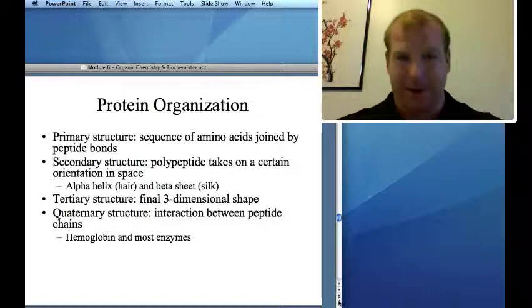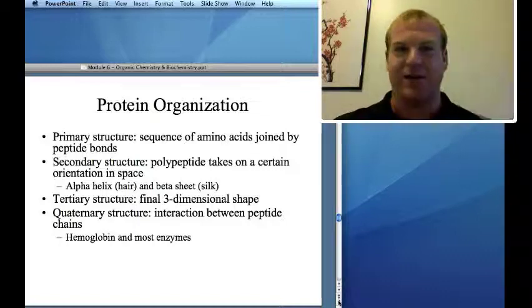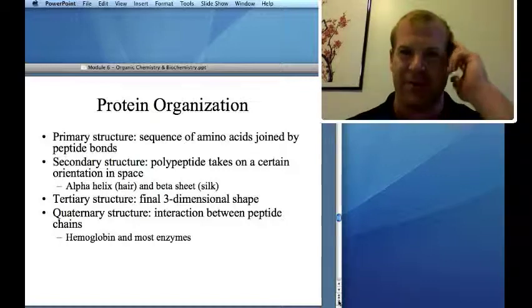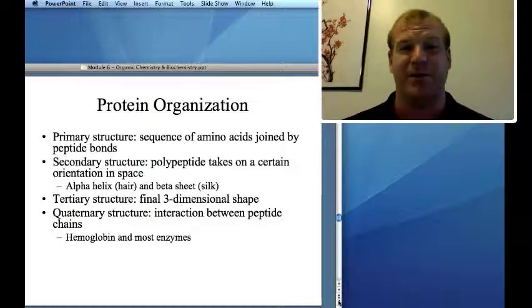And hair is almost straight alpha helix. And silk is almost straight beta sheet. So keratin in your hair, that's a protein that makes up your hair. Most proteins are not just straight alpha helix. Most of them have both alpha helices and beta sheets in them.